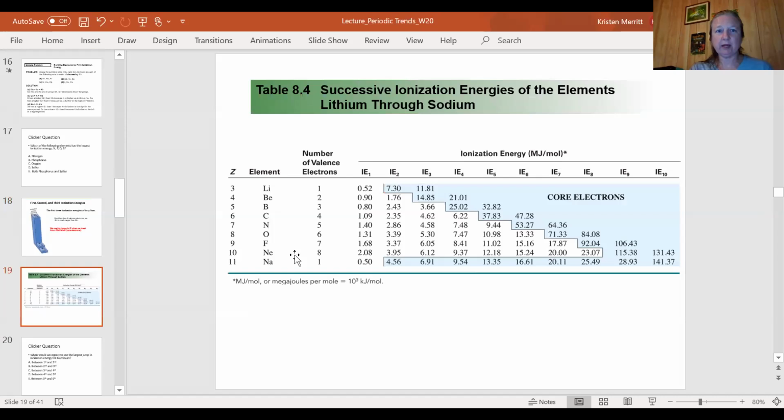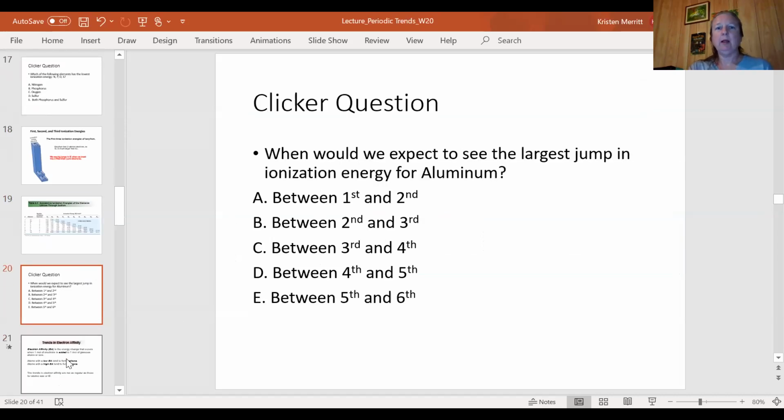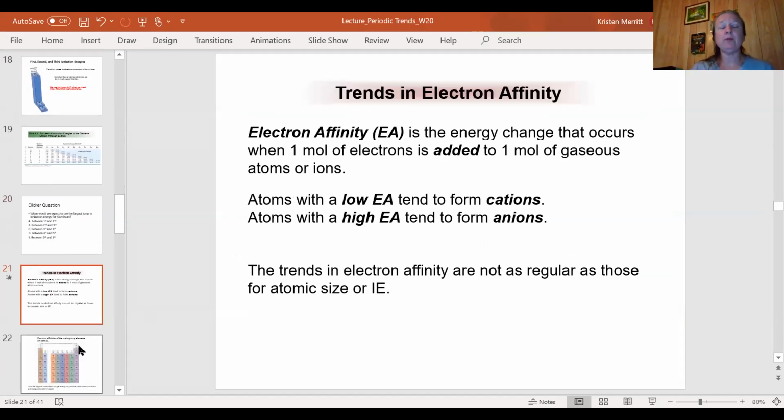And if we look at this table, aluminum's not on this table. But the largest jump would be the fourth ionization energy, removing the fourth electron. So between the third and the fourth would be your biggest jump. Fourth ionization energy would be much, much greater than the third. And so that would be your leap. Okay.